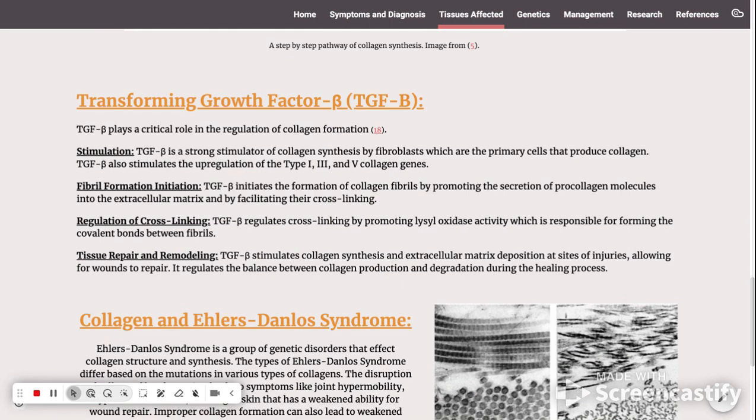And finally, TGF-beta has an important role in tissue repair and remodeling, which is very important in Ehlers-Danlos patients because they typically have impaired wound healing abilities, and that's due to this mutation in this pathway.